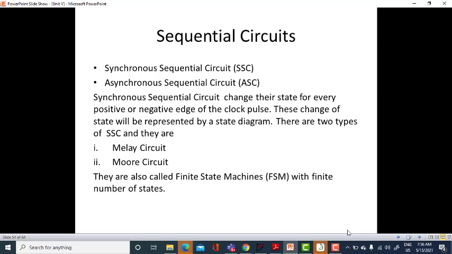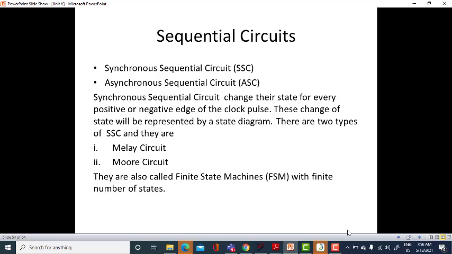A synchronous sequential circuit will have a clock, and all the operation of the synchronous sequential circuit will be synchronized with respect to the clock, hence the name synchronous sequential circuit. And in an asynchronous sequential circuit, you won't be having a clock, as a clock is not common in asynchronous sequential circuits in general. So a synchronous sequential circuit will change its state for every positive or negative edge of the clock pulse.